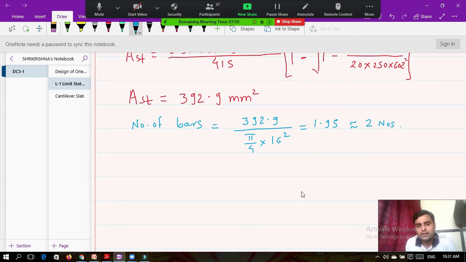Okay. So instead of 16 mm, if you try for 12 mm, then how many number of bars are we getting? Just for the same calculation, instead of 16, write here 12. Do the rough calculation. Let me know the number of bars if we provide 12 mm bar diameter. 3.47, sir. So 4 number of bars now.